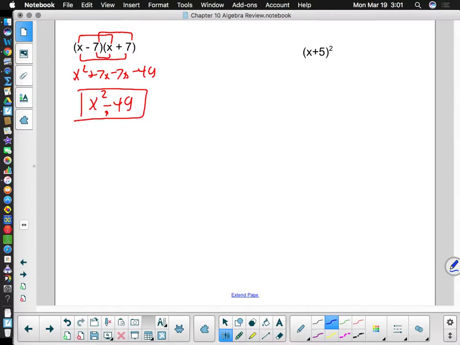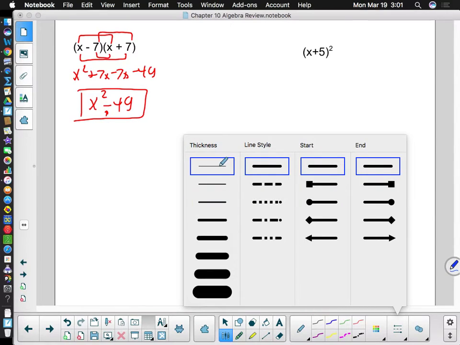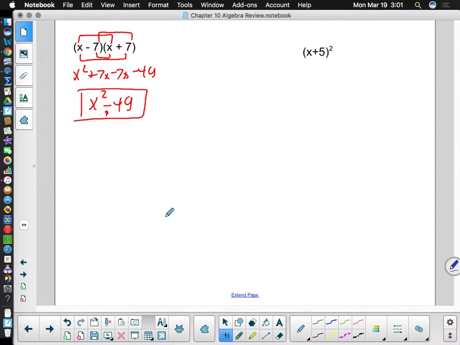X plus 5 squared. This is one that people mess up all the time, because what they want to do here is they want to distribute that exponent and just say it's x squared plus 25. But that is exactly wrong. Don't do that. Okay? X plus 5 squared literally means x plus 5 times x plus 5, which we have to FOIL out.